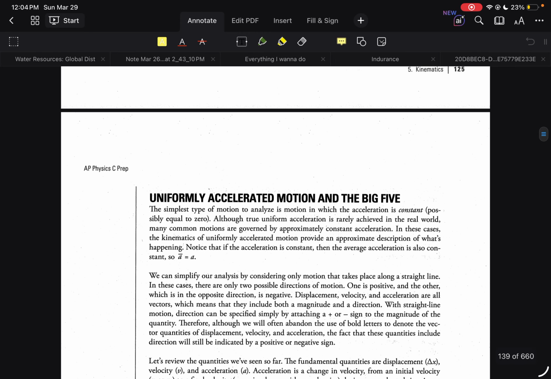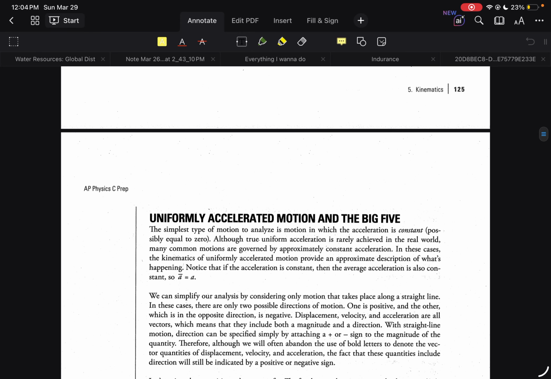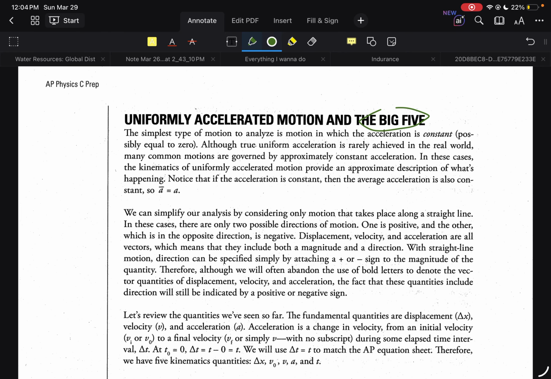Hey guys, so let's start talking about uniformly accelerated motion and the Big Five. The simplest type of motion to calculate is when acceleration is constant, and possibly equal to zero, though true uniform acceleration is rarely achieved. In the real world, we make approximately constant acceleration.